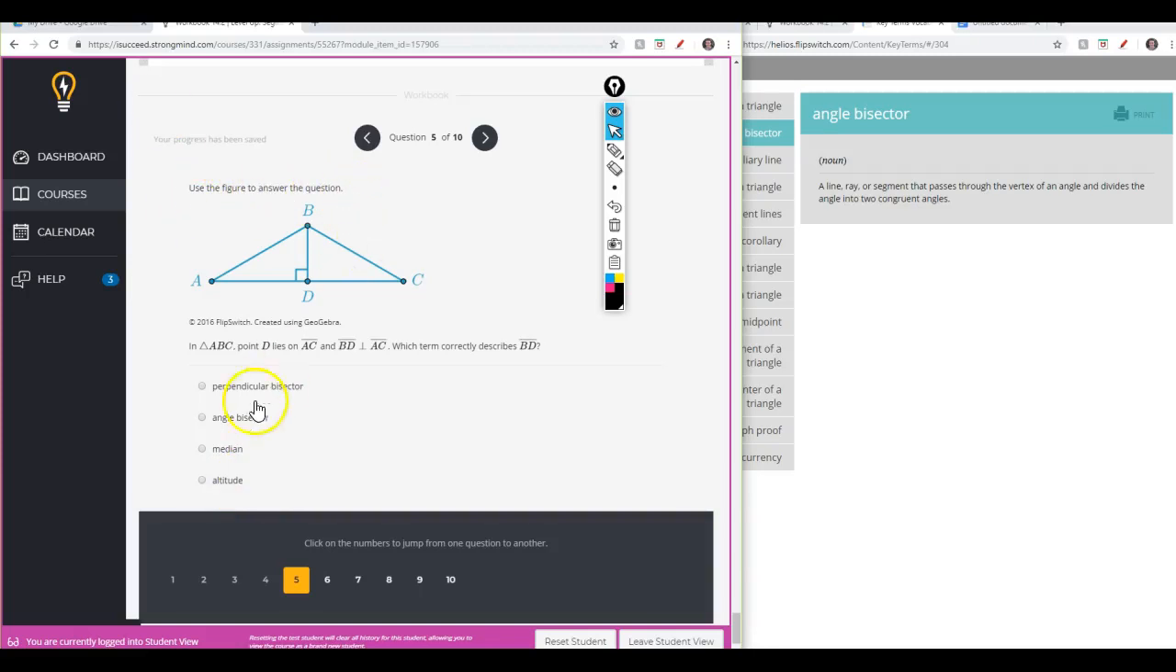Alright, use the figure to answer the question. In triangle ABC, point D lies on segment AC and segment BD is perpendicular to segment AC. Which term correctly describes segment BD?